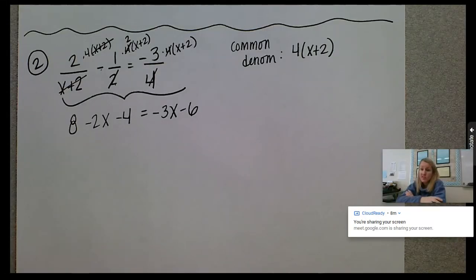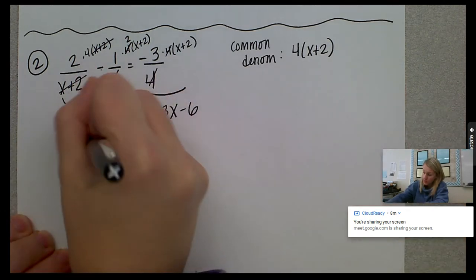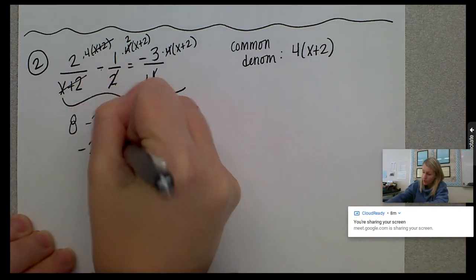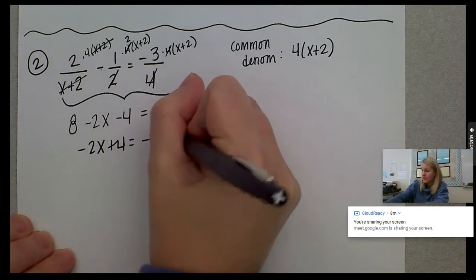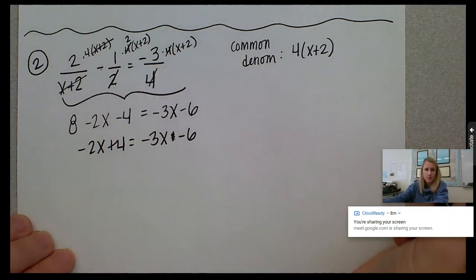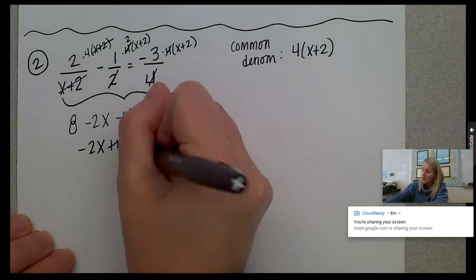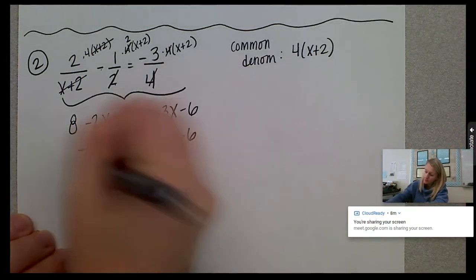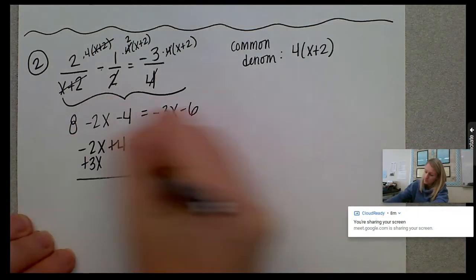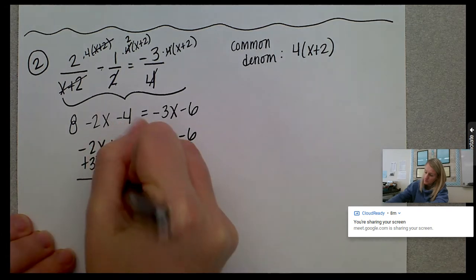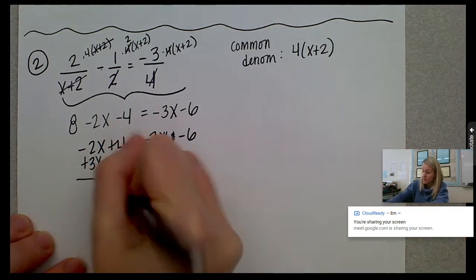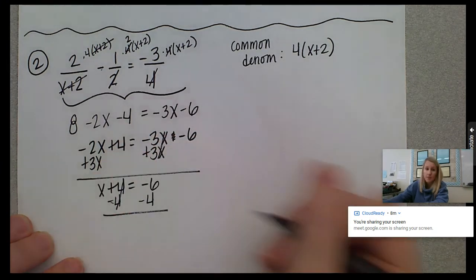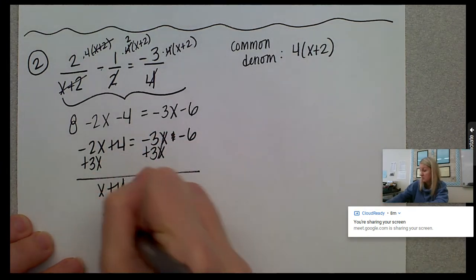All right, let's actually solve it now. So let's combine like terms over here. I'll get negative 2x plus 4 equals negative 3x, excuse me, minus 6. I keep just changing signs for some reason. I don't know what my problem is today. Let's get our x's on the same side. And then let's actually solve. So let's isolate that x, and I end up with x equals negative 10.